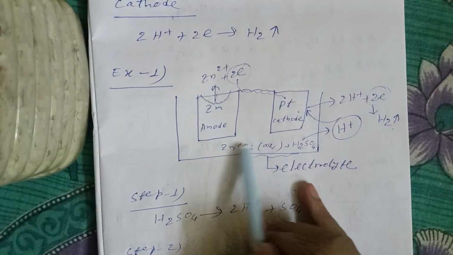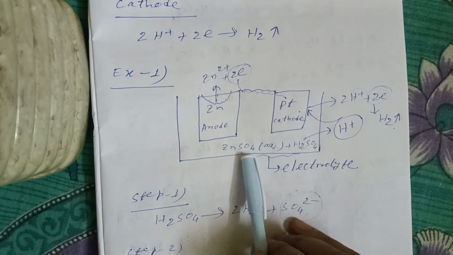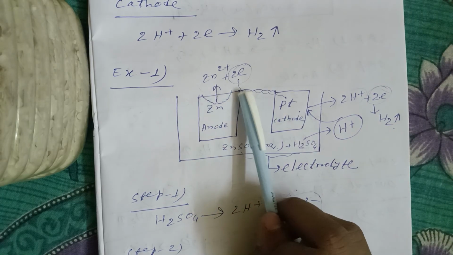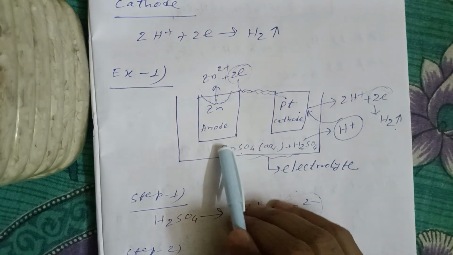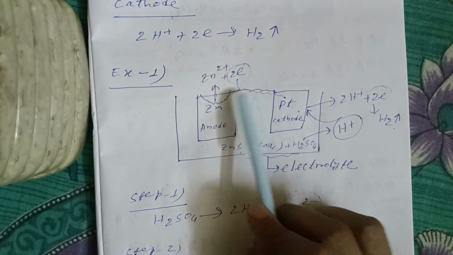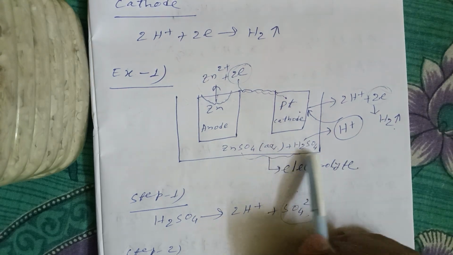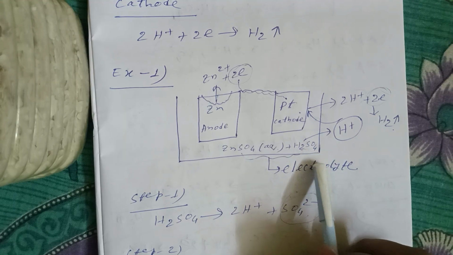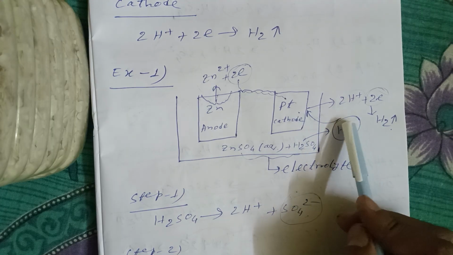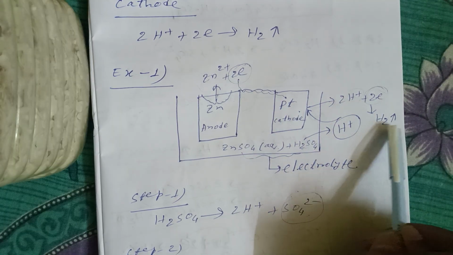If we place a zinc rod and a platinum rod in a container which contains an aqueous zinc sulfate solution and sulfuric acid mixture as electrolyte, and then connect these two rods by a wire, first the zinc will be oxidized to Zn2+, releasing 2 electrons, and these 2 electrons are conducted through the wire to the platinum. As acid is present, H2SO4 can produce H+, and that H+ will be reduced by taking 2 electrons from the platinum electrode to evolve hydrogen.